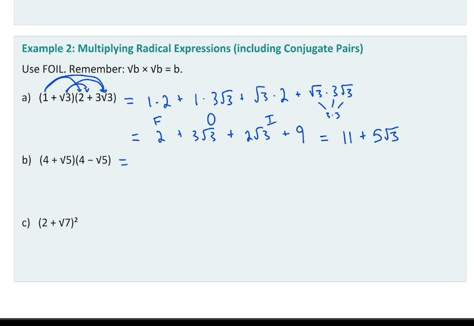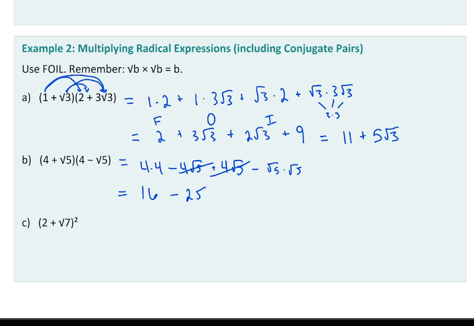Now let's do the next one. For first, we have 4 times 4. For outer, we have a minus 4 root 5. For inner, we have a plus 4 root 5. And for last, we have a minus root 5 times root 5. Well, that gives us 16 minus 4 root 5 plus 4 root 5. Well, those two cancel each other out. And then a minus root 5 times root 5.